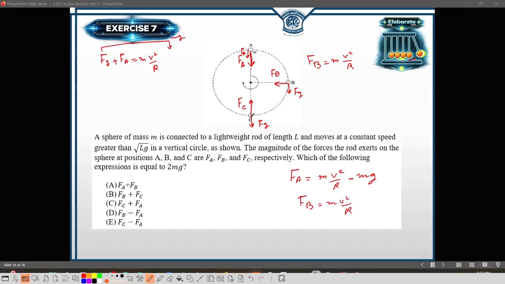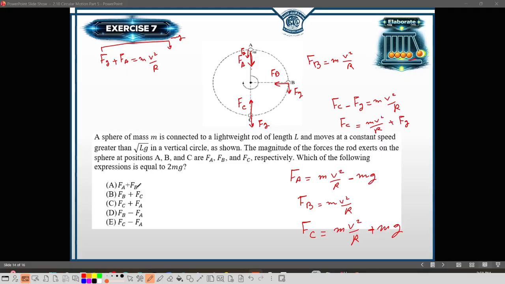Now, what about point C? At point C, we have two forces acting. The inward force is positive, the outward force is negative, which is equal to mv squared over r. And Fc will be written as mv squared over r plus Fg, and we can write Fg in terms of mg. So Fc is equal to mv squared over r plus mg. Now, in this question, we want to know which of the following expressions is equal to 2mg.